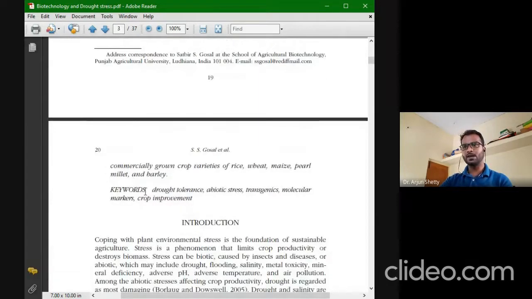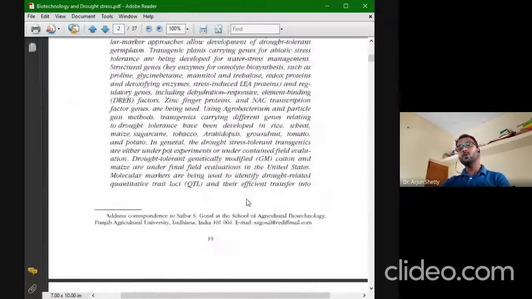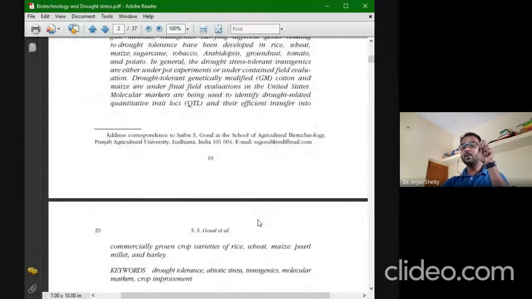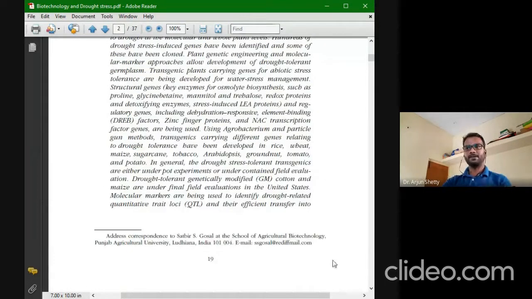Next, keywords. They have worked on biotechnology and drought tolerance, so the most frequently used, important words of this particular article will be mentioned: drought tolerance, abiotic stress, transgenic, molecular markers, and crop input. These are the most important and frequently used words in the article, so they will be considered the keywords. These should be there in the cover page. Got it?